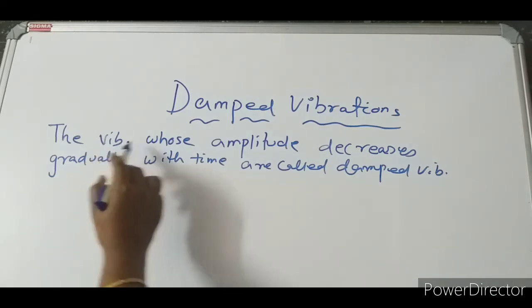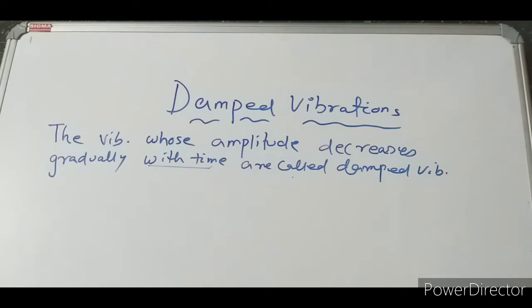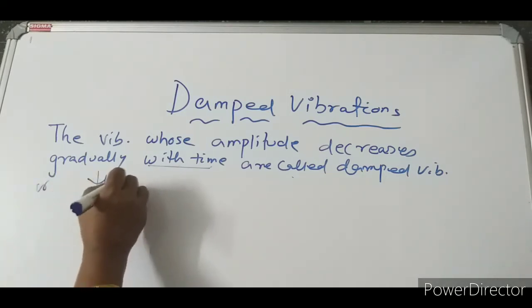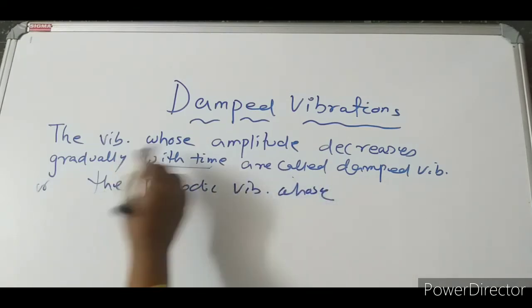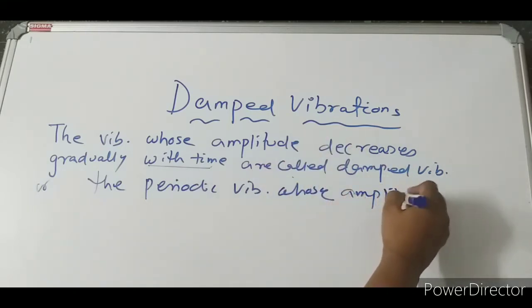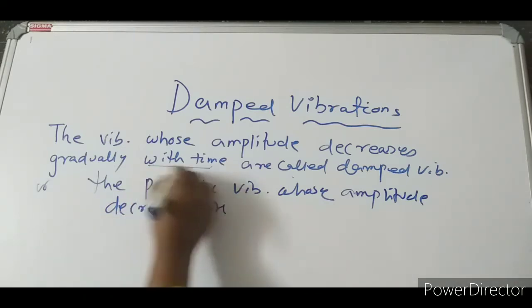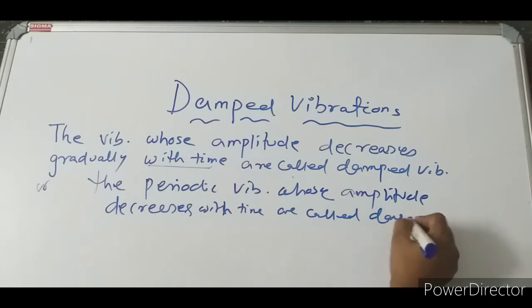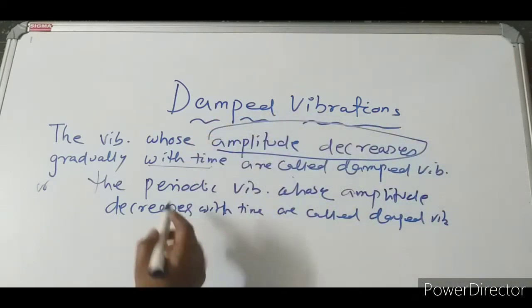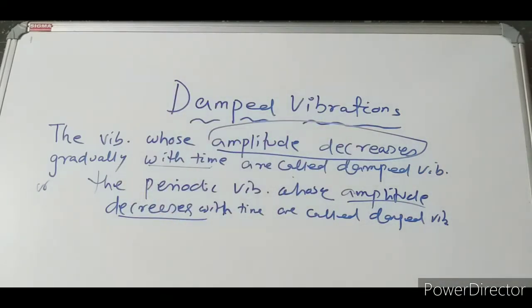Vibrations whose amplitude decreases gradually with time are called damped vibration. Or we can write: a periodic vibration whose amplitude decreases with time is called damped vibration. So what is the keyword here? Amplitude decreases. A periodic vibration whose amplitude decreases with time. As time increases, the amplitude decreases.